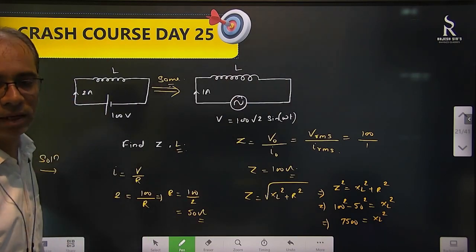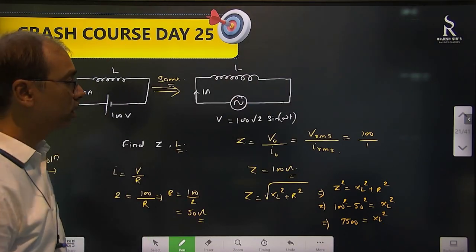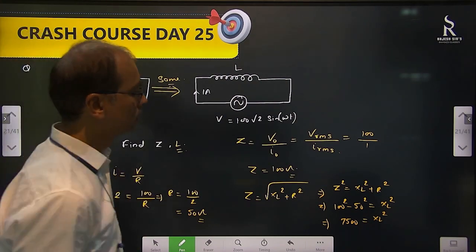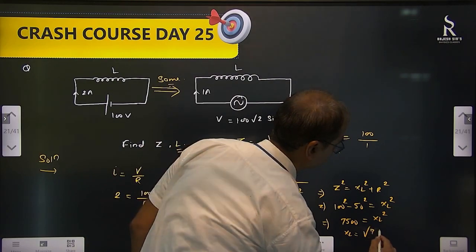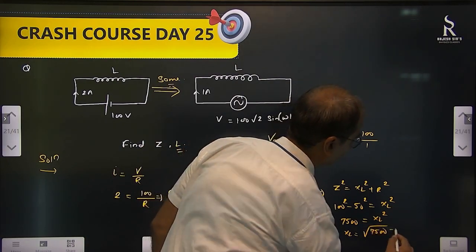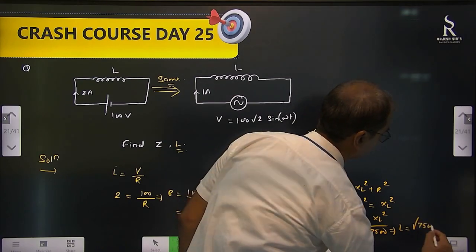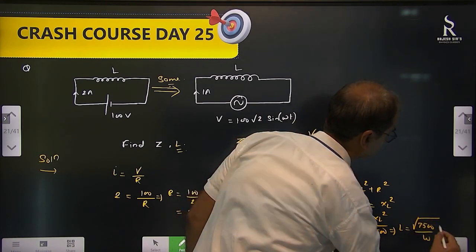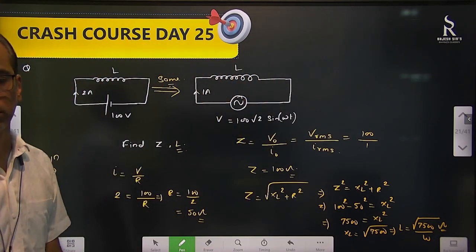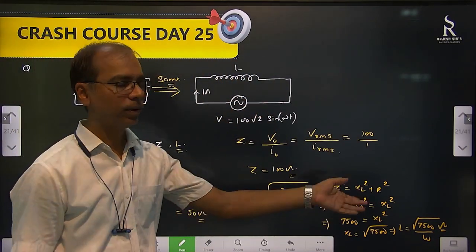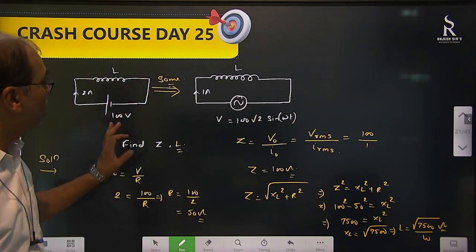So the XL value is root 7,500. Then what we want is the L value. XL is root 7,500, that means omega L. So L equals root 7,500 by omega ohm. This will be our answer. In this one, omega is not given, so that's why we have kept it in terms of omega. Okay, so this is how we can solve.